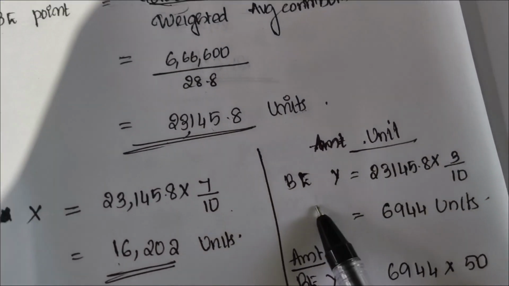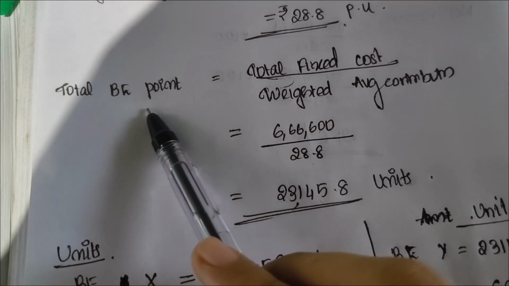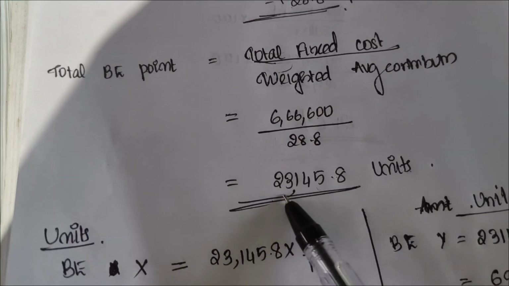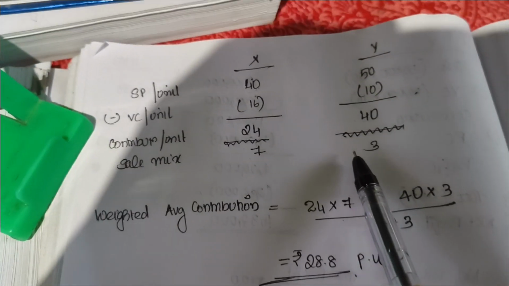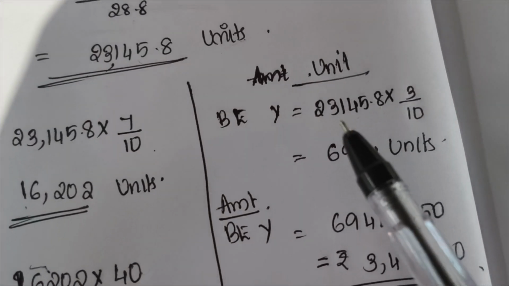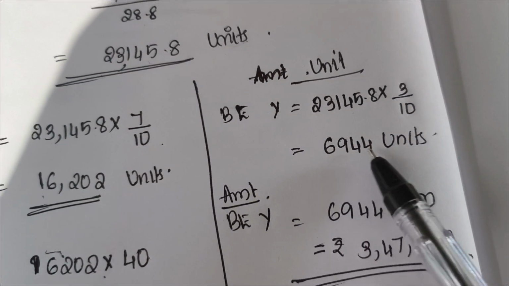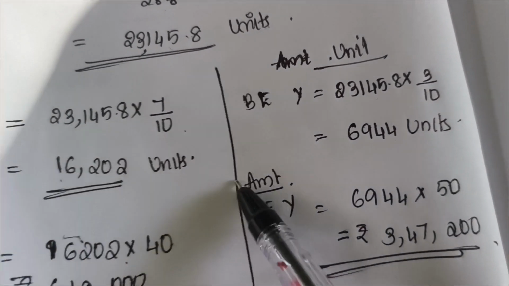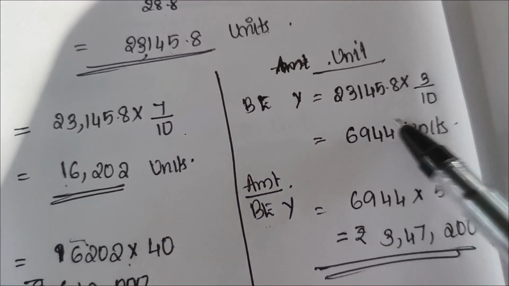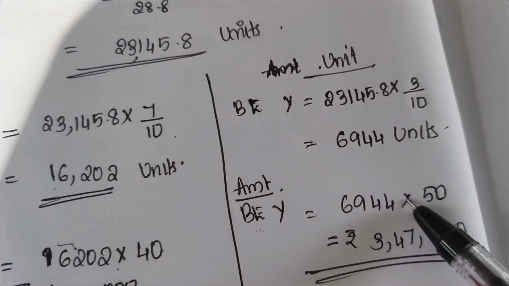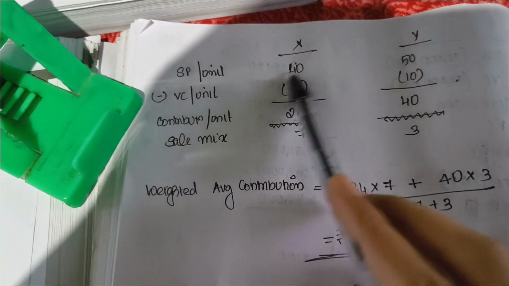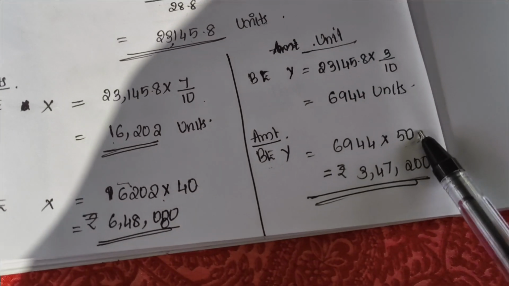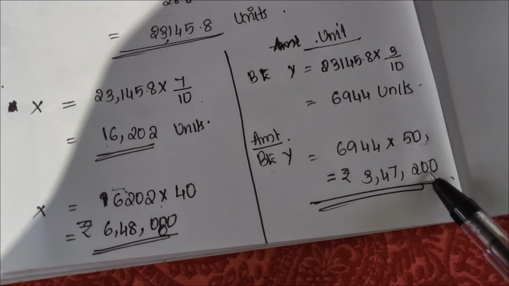And the break-even point of Y will be this total break-even point into weight of Y. 23,145.8 into weight of Y. What is it? Sales mix 3 divided by 10. So we will get the break-even point of Y as 6,944 units. Amount of Y will be 6,944 into the selling price of Y. Selling price of Y is what? 50. So into 50 we get 3,47,200.